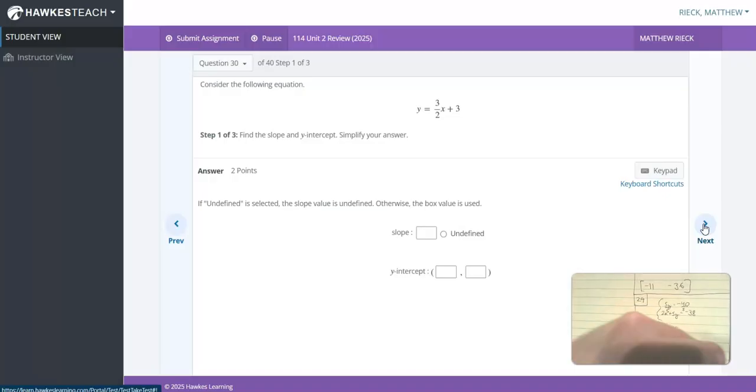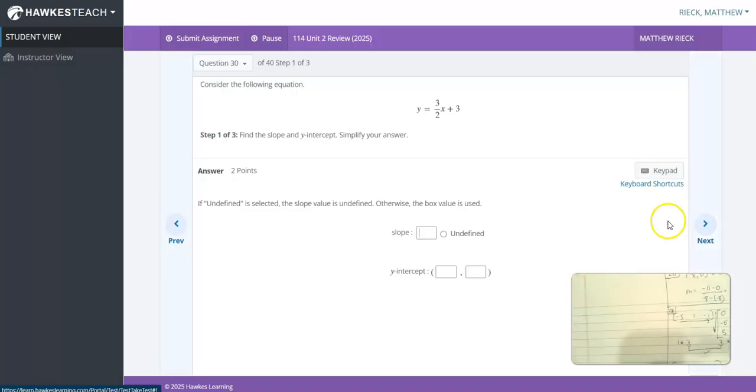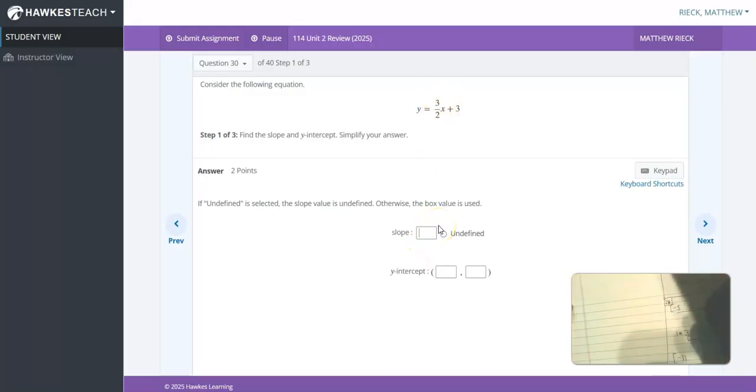All right. So this next one here is just kind of reading and interpreting what slope-intercept form means. Probably won't need to write anything down here. So first we're asked, we have this equation, y equals 3 over 2x plus 3. First we're asked to find the slope. So again, your slope is whatever you're multiplying your x by. So whatever is in front of your x, that's going to be your slope.